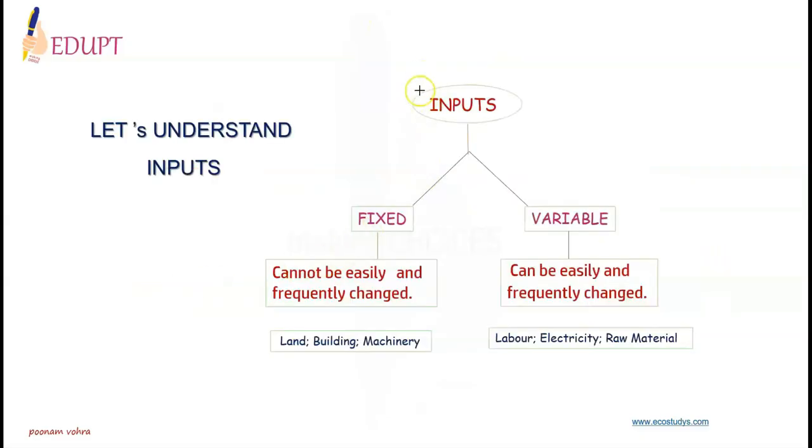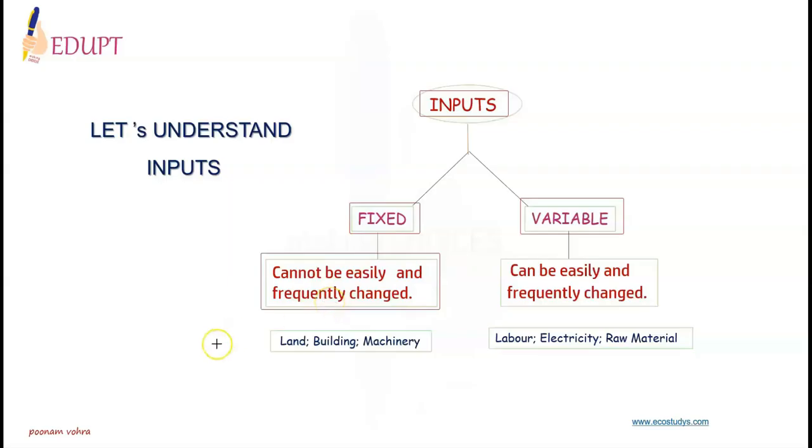In the production process, since a variety and number of inputs are used, for simplicity, all these inputs are categorized as fixed inputs and variable inputs. Fixed inputs are those which cannot be easily and frequently changed in quantity and therefore require some time for either acquiring or disposing them of. For example, land, building, machinery, etc.